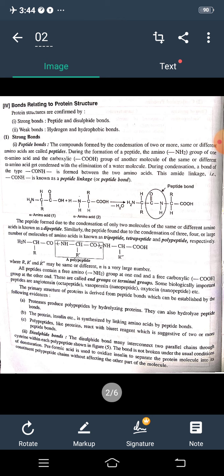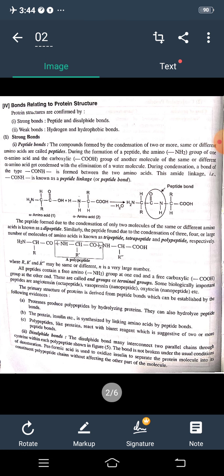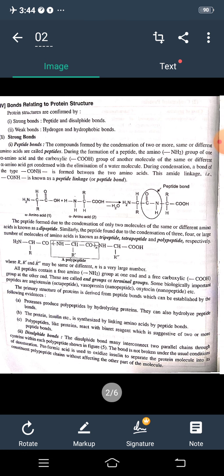Peptide bond: the first alpha amino acid plus the second alpha amino acid, these two combine with the elimination of H2O and form a peptide bond. The peptide formed due to condensation of only two molecules of the same or different amino acids is known as dipeptide. Similarly, the peptide formed due to the condensation of 3, 4 or a large number of molecules of amino acid is known as tripeptide, tetrapeptide and polypeptide respectively, as shown in the following reactions.